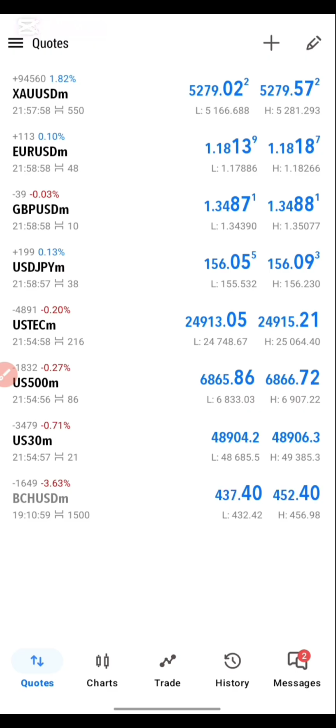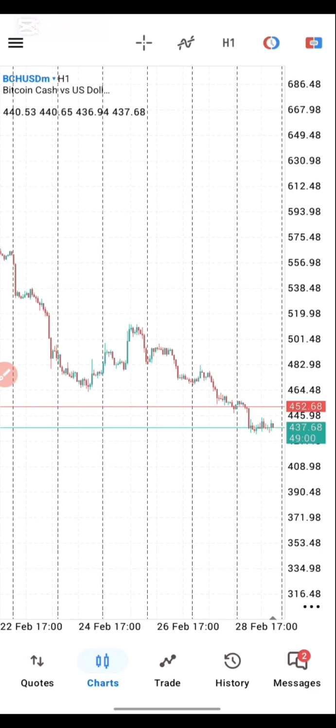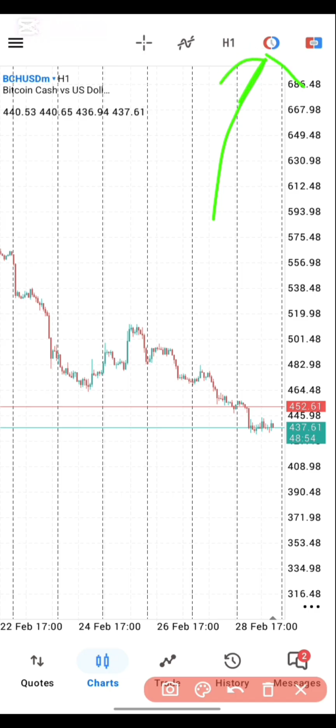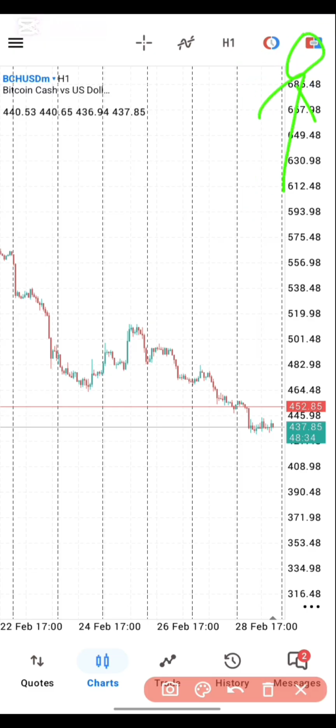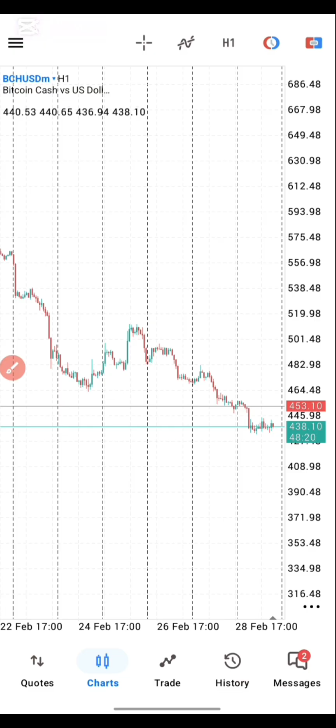Now let's look at our market orders. If you go into the chart, you will see these two buttons. This one is for our limit orders. If you don't know anything about limit orders, you can check on the YouTube channel for a video explaining what limit orders are. So this is for the limit orders, and this is for the market orders. If you don't know what market orders are, you can check on the YouTube channel for the video. Now let's click on the market order.